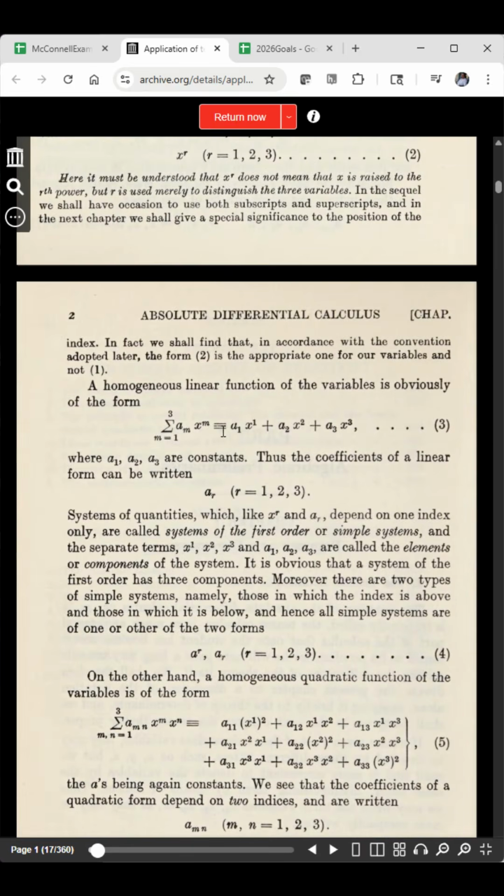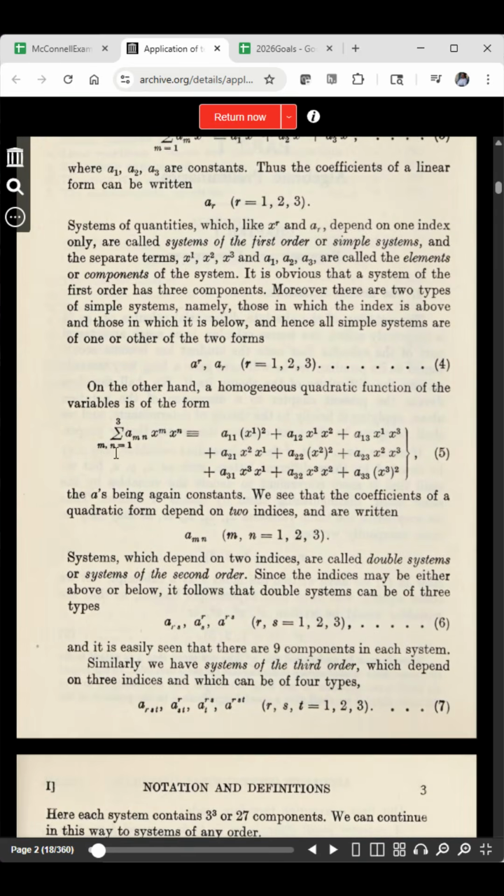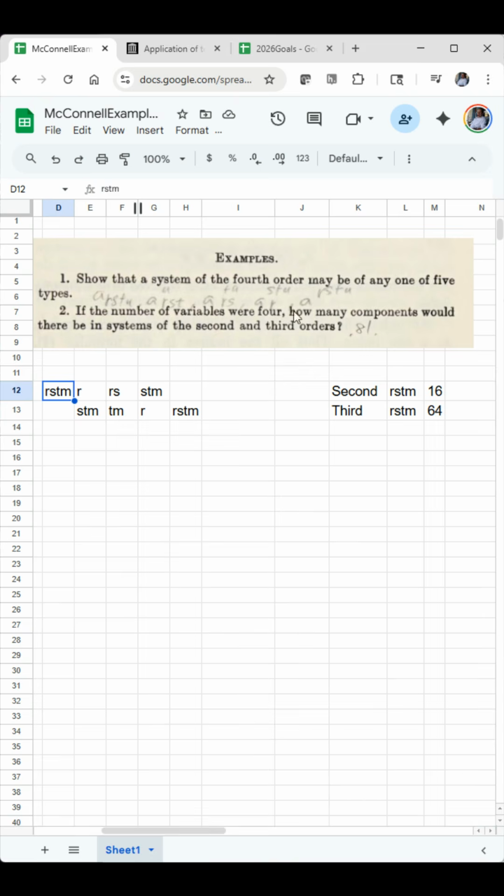Now when you're doing a second order system like this, you're no longer going 1 to 3, you're going 1 to 4. That gives you a 4 by 4. So for a second order system, you're going to have 16 terms, which is 4 to the power 2. And for a third order system, you're going to have 4 to the third power. So 4 times 4 is 16, times 4 is 64. That is a walkthrough of my answers.